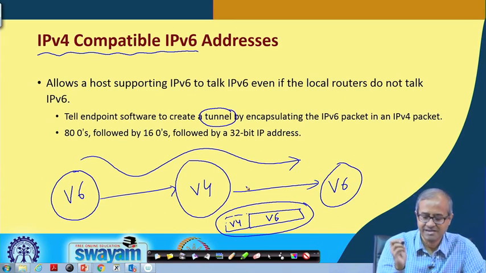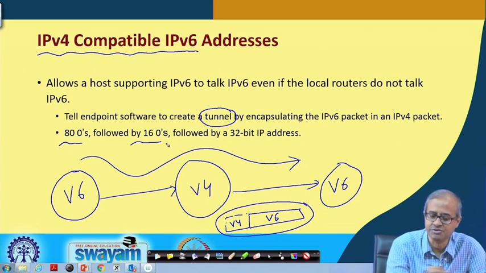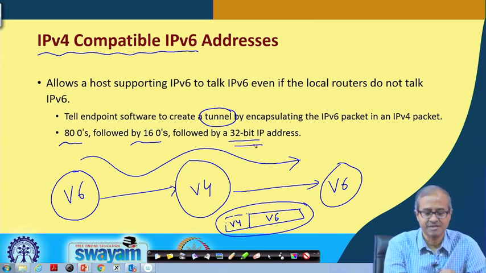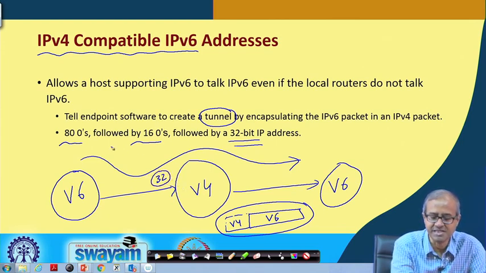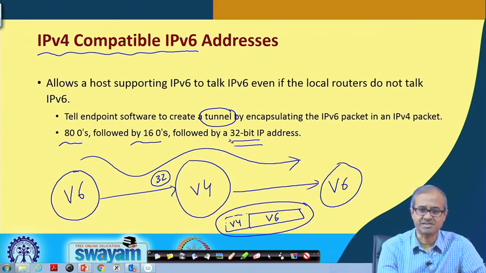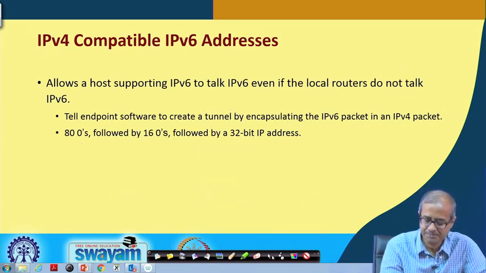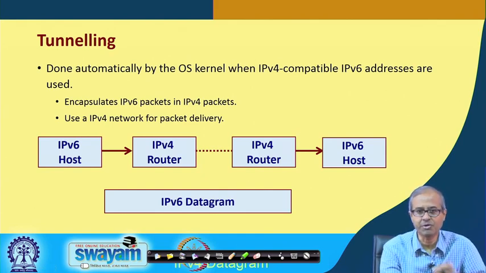That is the idea. And here the way we specify the address is 80 zeros followed by 16 zeros, that means 96 zeros followed by the 32-bit IP address. That means when you are sending this packet to this intermediate router, it is a version 4 network, which means it will have a 32-bit address, right. So, that address you specify like this: 96 zeros followed by the 32-bit address. Okay. So, this is what tunneling is all about, which was used in the previous case.